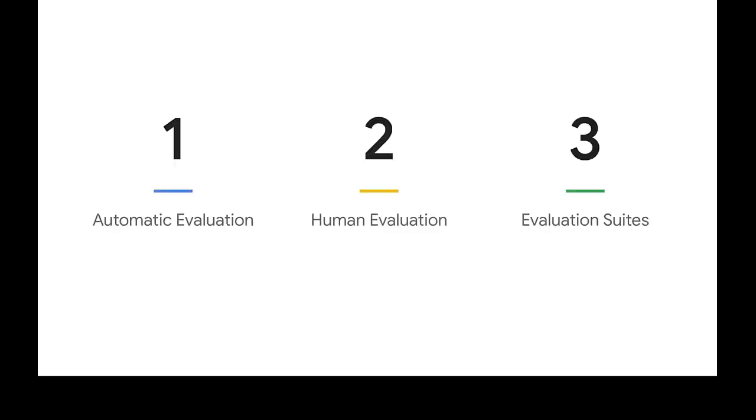What we can do, however, is characterize the different types of evaluations that we can run. And these are typically automatic evaluations, human evaluations, and a more recent development, which are evaluation suites, which I'm going to explain a little bit more in depth later, which are more focusing on the data itself rather than the evaluation metric.